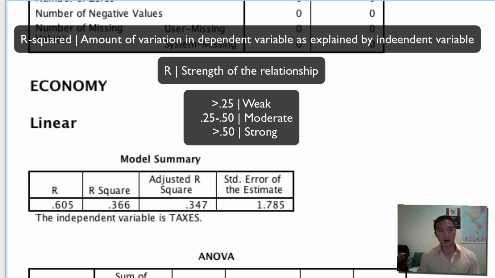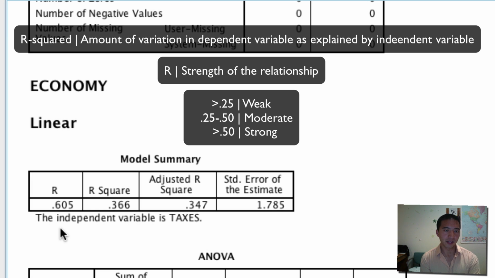variable. R, shown here, is used very similarly to eta in ANOVA testing. So the way you interpret R is, if the R number, which is just the square root of R squared, is less than 0.25, it is a weak relationship. If it is between 0.25 and 0.50, it is a moderate relationship. And if it is greater than 0.50, it is a strong relationship.